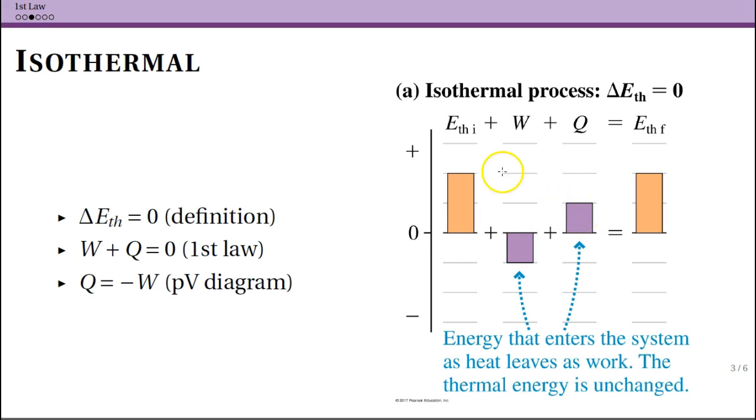So be careful. Just because the temperature is the same for the beginning and final states of an isothermal process, that does not mean that heat is zero. Heat must not be zero because heat must be canceling the work. This is a really interesting and important consequence of the first law of thermodynamics, and one that you can't really think through without the first law of thermodynamics.